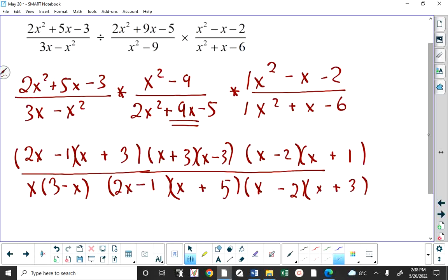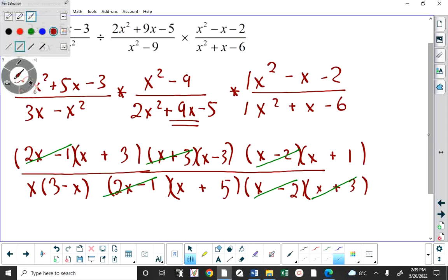Everything is factored now. Now all you have to do is cancel, and there is a bit of a wrinkle in this question. First of all, the 2x minus 1's cancel. We have an x plus 3 on the top and the bottom that cancels. We have an x minus 2 on the top and the bottom that cancels. And then we also have the following two terms. We have on the denominator 3 minus x, and in the numerator x minus 3.